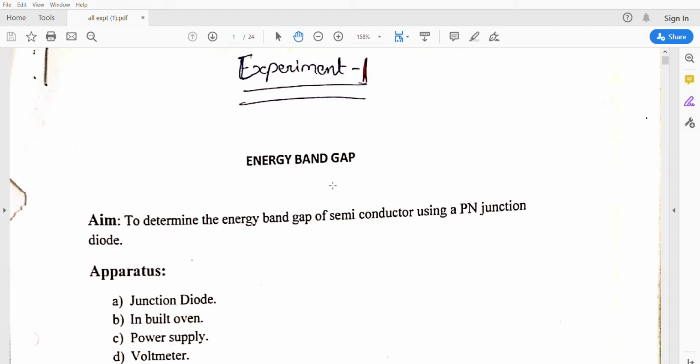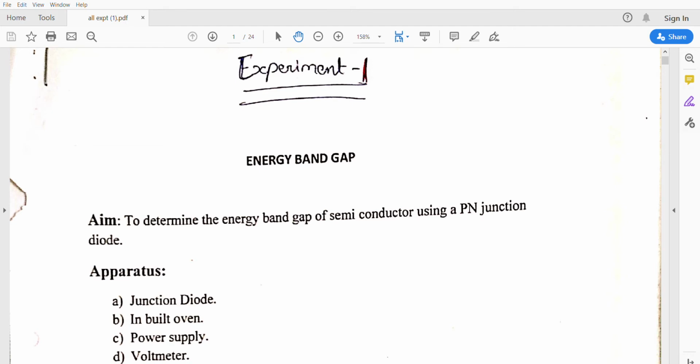Let us go for the experiment. The main aim of the experiment is to calculate the energy band gap of a semiconductor using a PN junction diode. As we already know, a PN junction diode is made up of semiconductor materials. Using that material, we have to calculate the energy band gap. Here we are using silicon material. In our lab we have a silicon PN junction diode. Using that silicon PN junction diode, by heating it at different temperatures, we need to calculate the energy band gap of that silicon material.